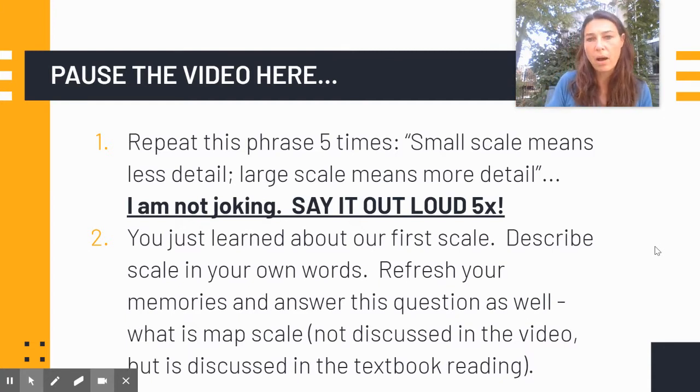And then you just learned about our first scale of inquiry. So I want you to describe the scale in your own words. And then I want you to refresh your memories because you also learned about something called map scale from the reading. So I want you to jot down what map scale is too. Okay, so go ahead and pause and do both of these. And if you don't remember what map scale is, go ahead and check your notes. You actually already read this section of the text in the David Palmer book.